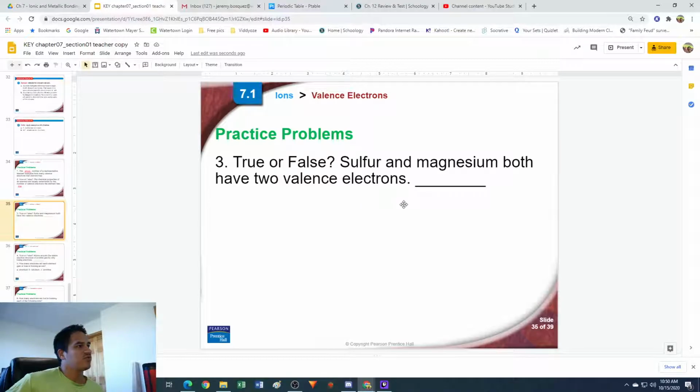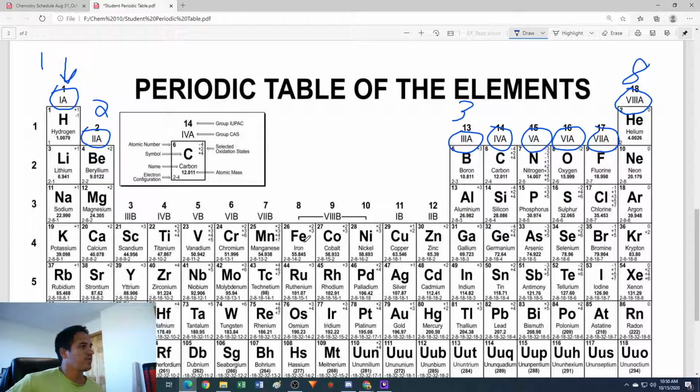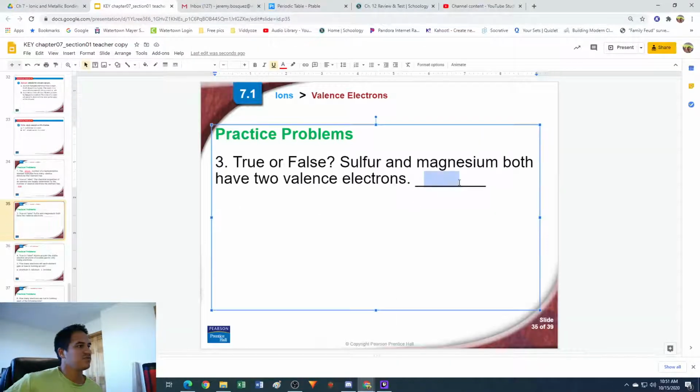Number 3, true or false? Sulfur and magnesium both have 2 valence electrons. All right, so let's actually go find sulfur and magnesium on the periodic table. So magnesium is here in column 2 of the periodic table, and sulfur is over here in column 6 of the periodic table. So no, they do not both have 2 valence electrons. Magnesium has 2, but sulfur has 6. So that is false. That is not true.